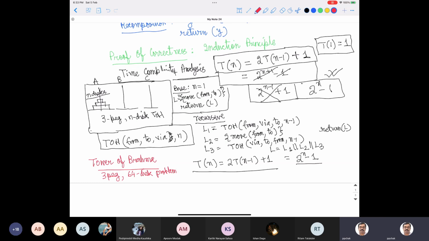And how much time does he require to make one move? One day. The legend says that all Lord Brahma does is solve the 64 disk Tower of Hanoi problem and make one move per day. This is just a mathematical, conceptual story. And therefore, the total number of moves, so the last move is made on the 2 to the power 64 minus 1th day.